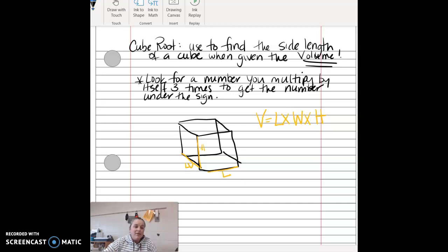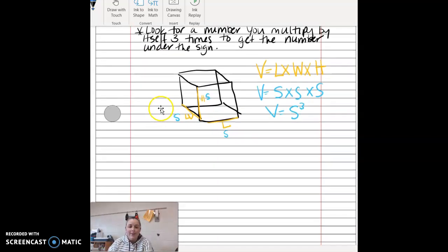So let's say you have a side length of S. This side has to be S, and this has to be S. All three dimensions are the same. So your volume would be your side length times your side length times your side length, or the volume is S to the 3rd power, S cubed. That's why we call it a cube, because we're talking about cubic units.